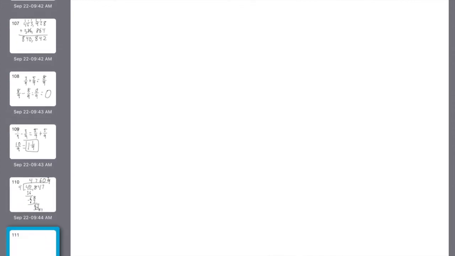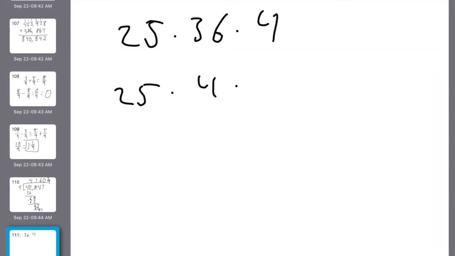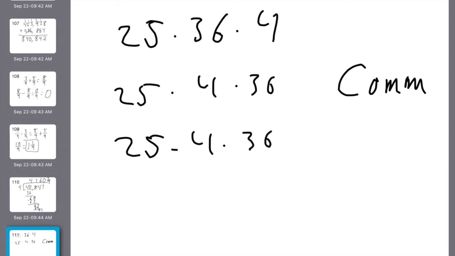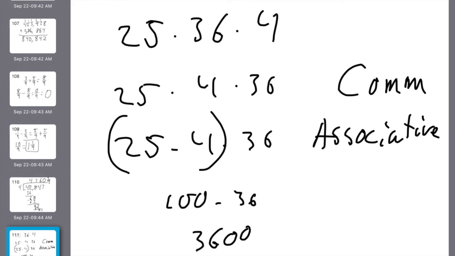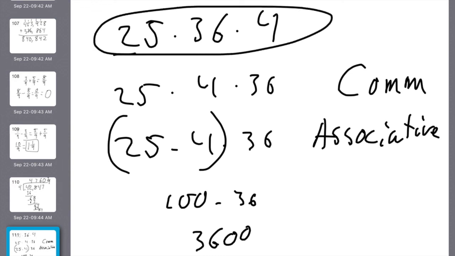26. They have the numbers. So the first one, they switched the order. So I was at 25 times 36 times 4. Then they switched it to 25 times 4 times 36. Change the order, commutative property. Next one, they took the 25 times 4 times 36 and they put it into parentheses. They grouped it for me. That's the associative property. Then they did the multiplication, hopefully in your head you can see that, and then the multiplication again. So this is how I take this big, huge problem and solve it in my head by doing the commutative and associative property.